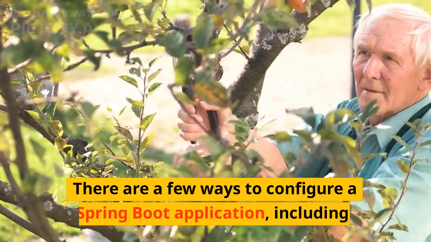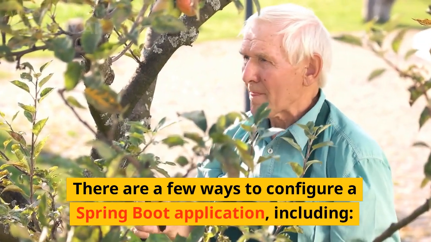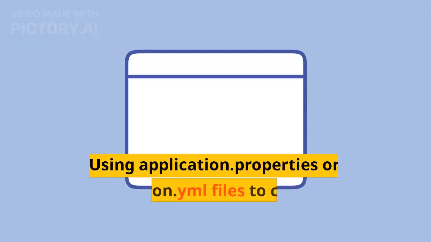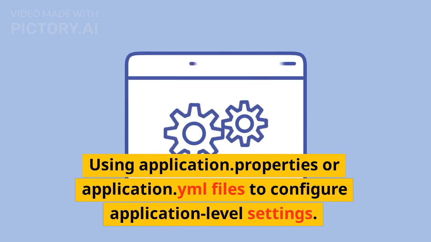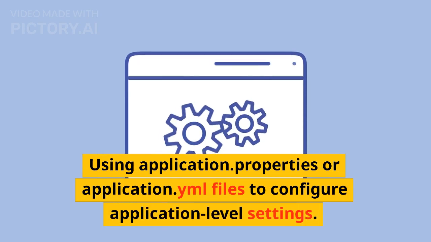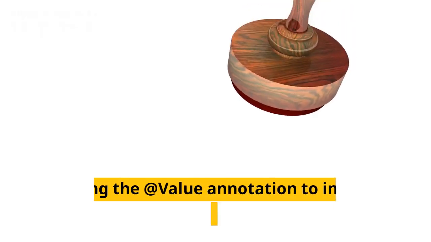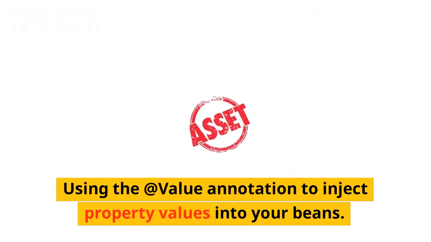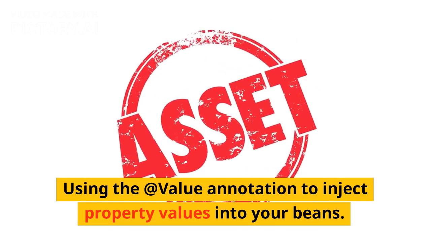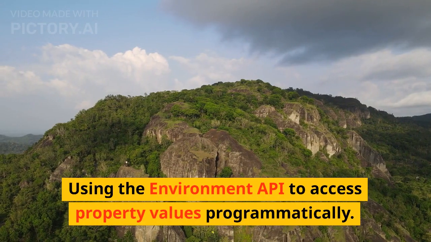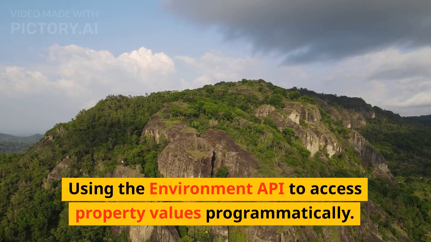How do you configure a Spring Boot application? There are a few ways to configure a Spring Boot application, including using application.properties or application.yml files to configure application level settings, using the @Value annotation to inject property values into your beans, using the Environment API to access property values programmatically.